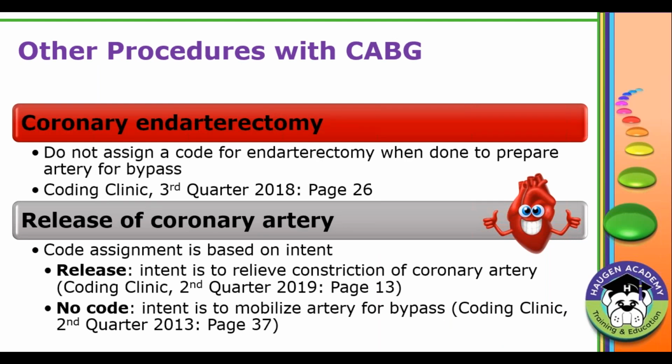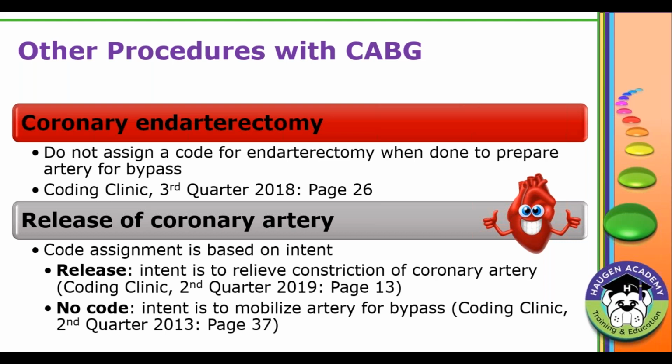Other procedures that you might see with CABG, coronary endarterectomy. Endarterectomy is where they take plaque out of the artery, and when they're doing coronary endarterectomy in preparation for CABG, they're usually trying to remove plaque from the area where they're going to bypass so that they have a nice soft vessel to sew into. And according to Coding Clinic, that is done to prepare for bypass, and therefore it is not coded separately. It's considered to be integral to the CABG.